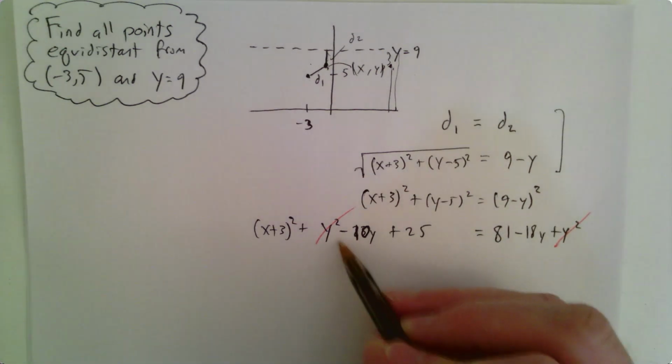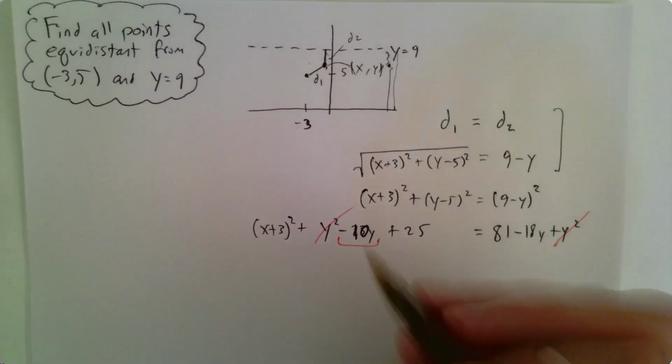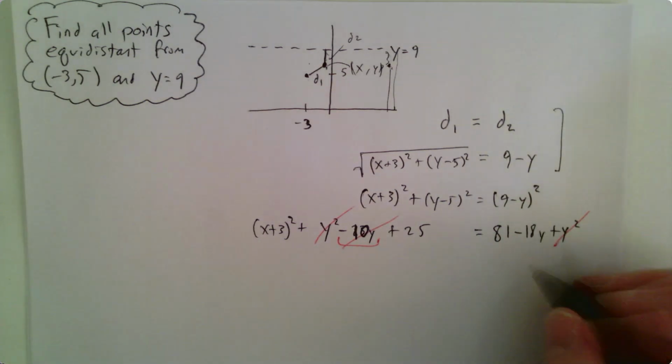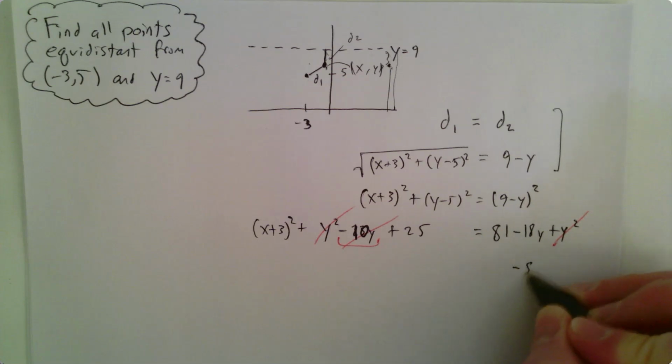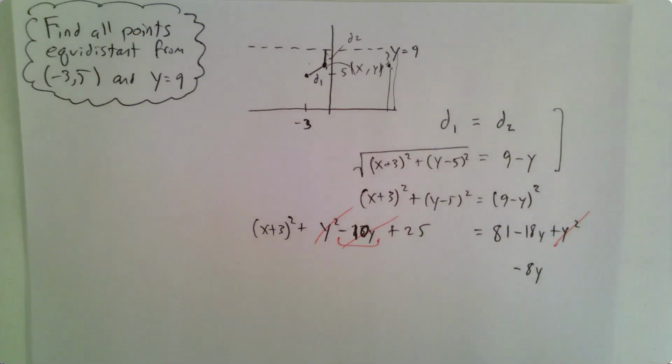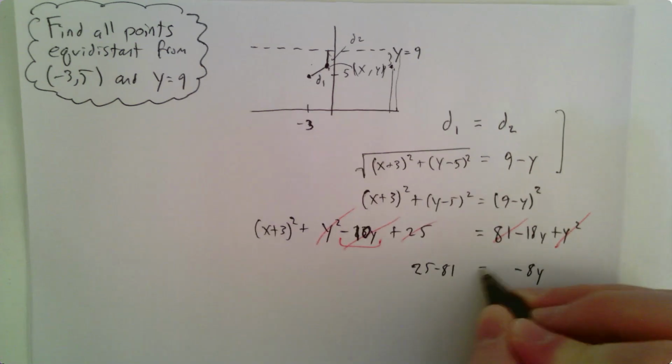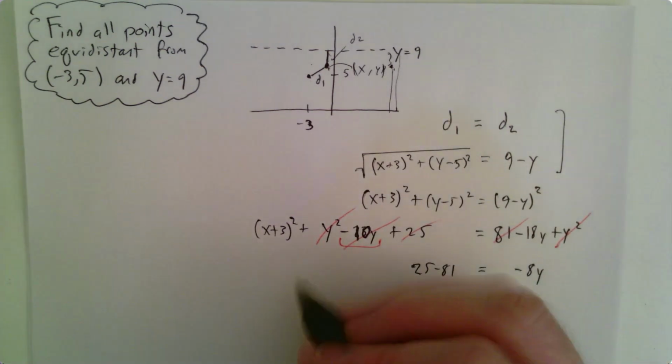So I'm going to add 10y to both sides. So when I do that, that will go away. And if I add 10y to this side, it'll give me -8y. Now I'll subtract 81 from both sides. So that'll be gone. And so then this side will be 25 minus 81, which I don't want to think about right now. We'll do that in a second.